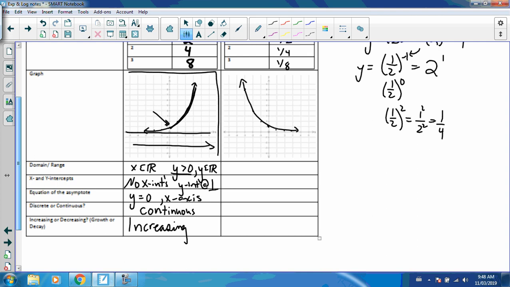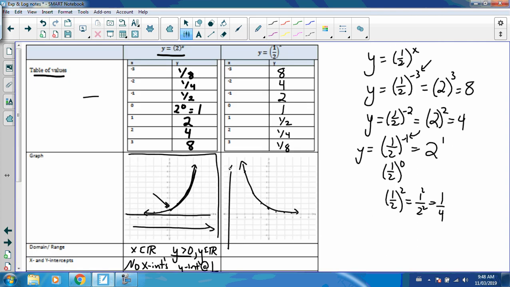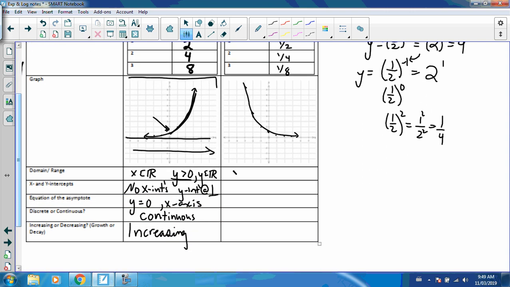Domain and range are the same. Oh, hold on. Do that again. Oops, there we go. It works this time. x is an element of the real numbers, and our range y is greater than 0. Again, no x-intercepts, and the y-intercept is at 1. The asymptote is in the same place, y equals 0, which is our x-axis.